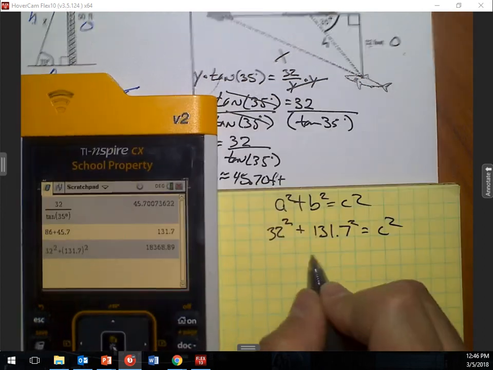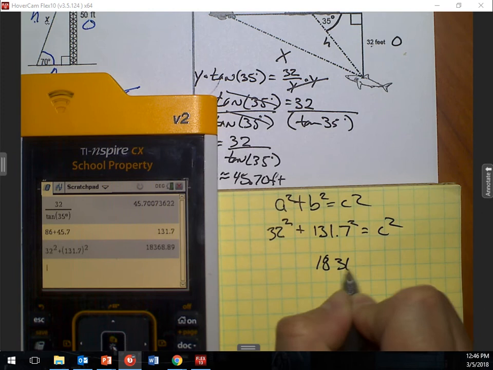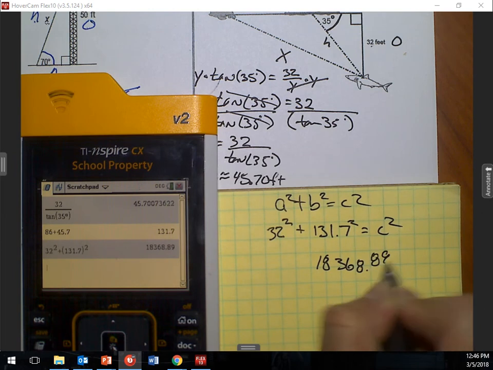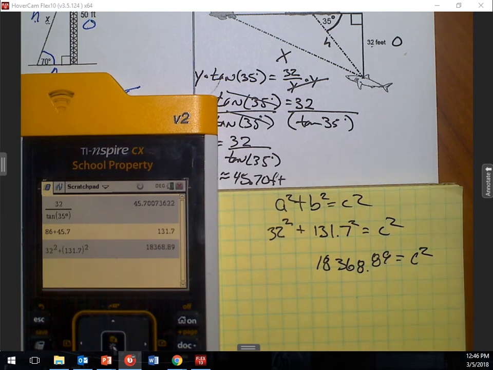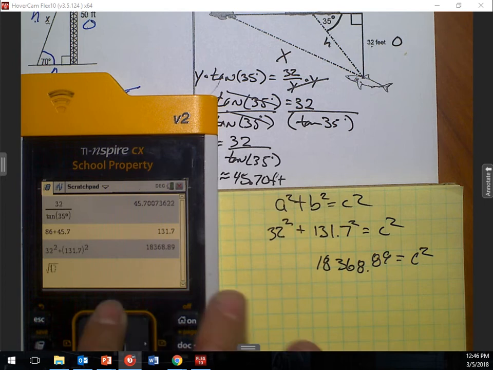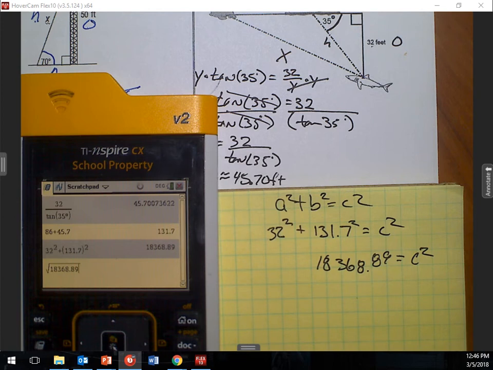And I get 1836.89 is equal to c squared. And how do I undo that square? Square root. So you guys, from here, you could, watch this. I want to show you guys a trick with the calculator. So I don't want to write that over again. So watch this. I'm going to do my square root now. Up to right here. And I just hit enter. I went and put it on here. I arrowed up to this. Hit enter and it went inside my little box there.